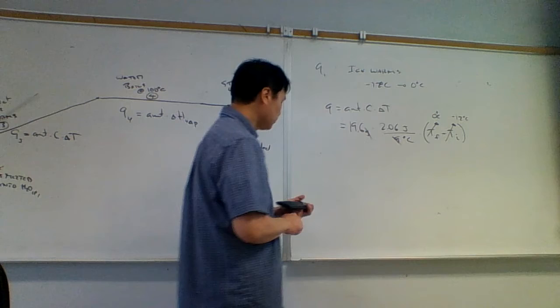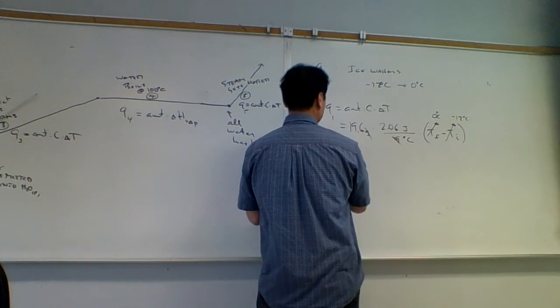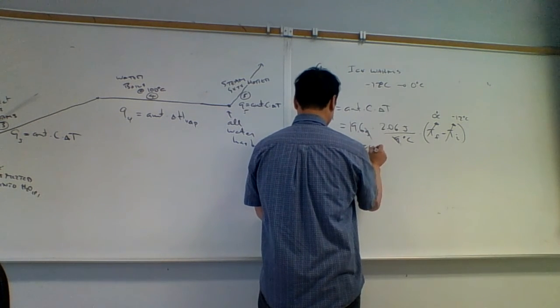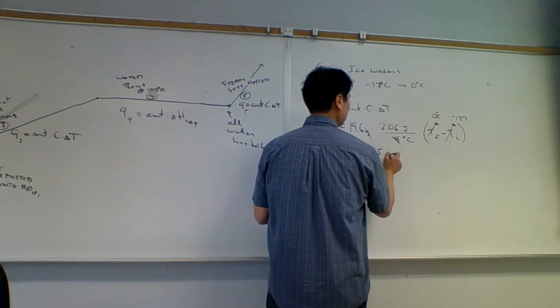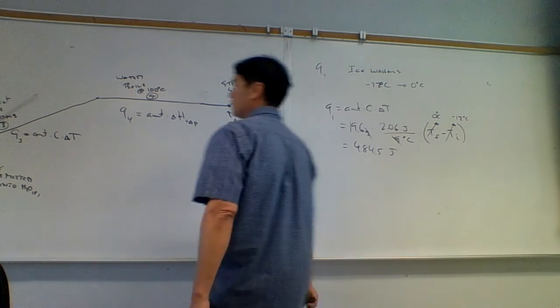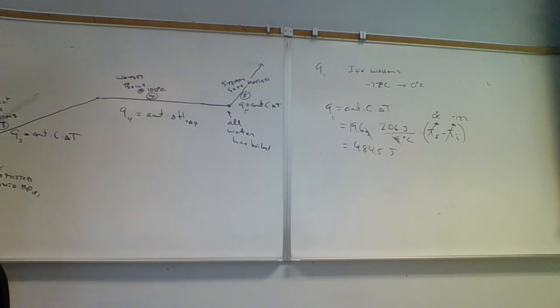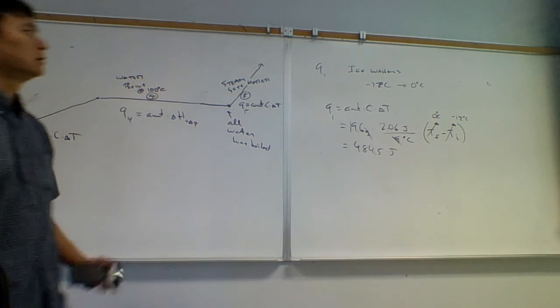So that gives me 400. So Q1 here is 484.5 joules. And so the amount of heat required to warm this is 481.4 joules. Warm that. So our first leg here, 481 joules heat required.